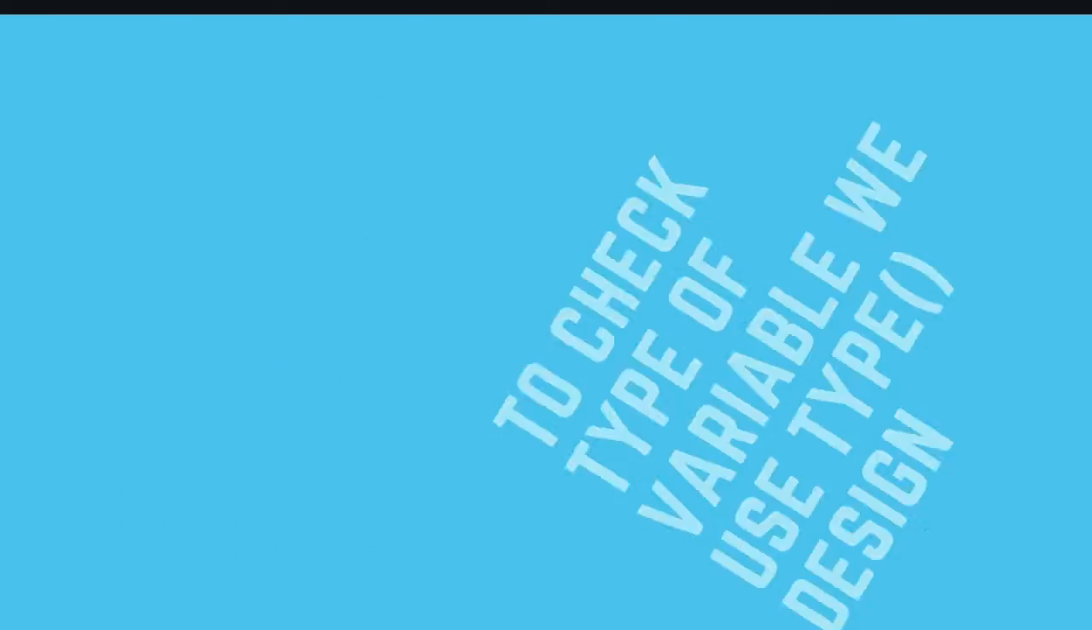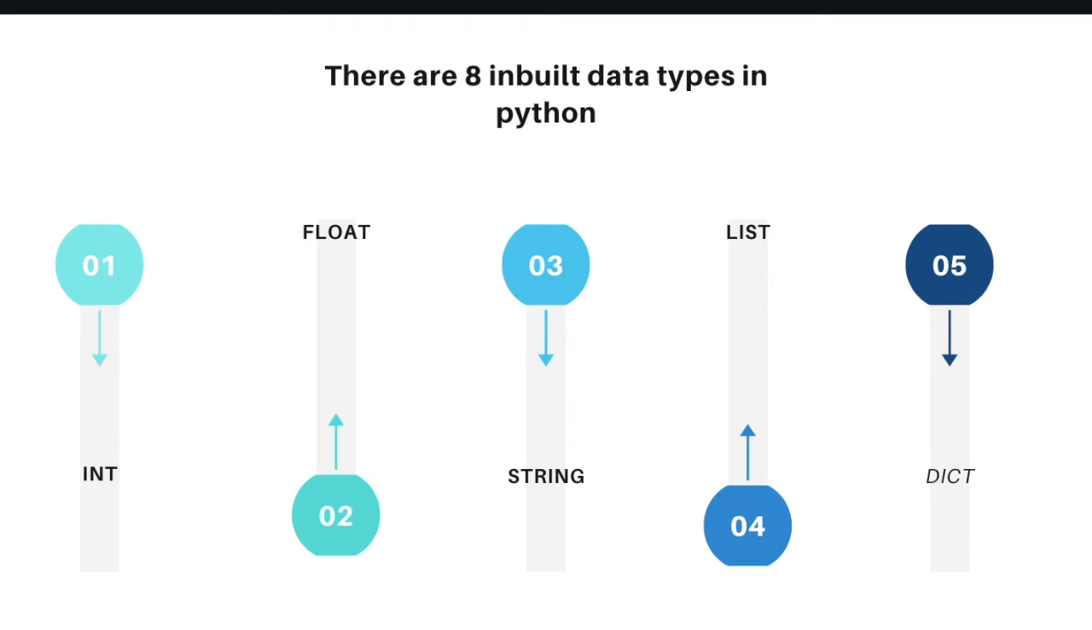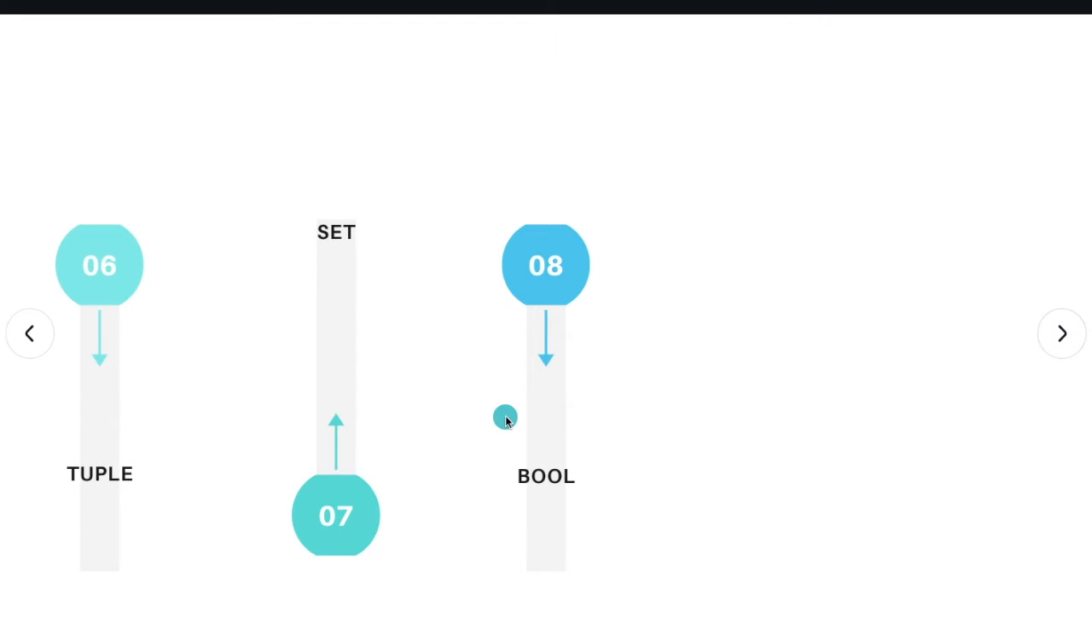So there are basically 8 inbuilt data types in Python. First is integer, second is float, then string, list, dictionary, tuple, set, and boolean. I will explain each of these data types with the help of examples.